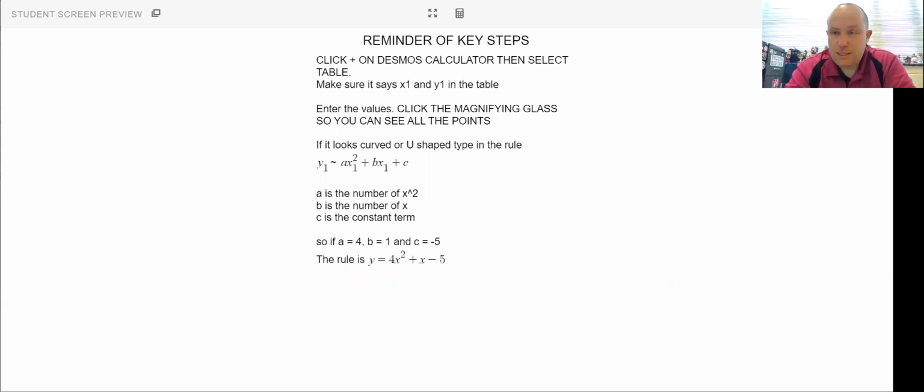Now, for the benefit of people who missed last lesson, when you're doing these questions, you're going to click on the plus symbol on the Desmos calculator, and then you're going to select table. Make sure it says X1 and Y1 in the table. If it says X2 and Y2, this won't work. Enter the values, just copy them from the table. Click the magnifying glass so you can see all the points.